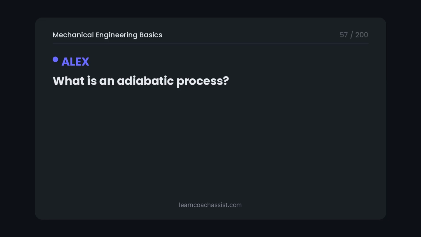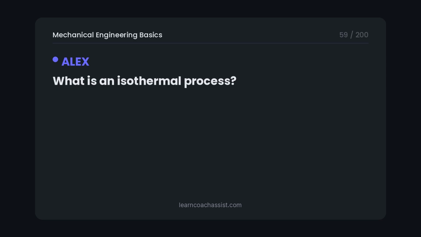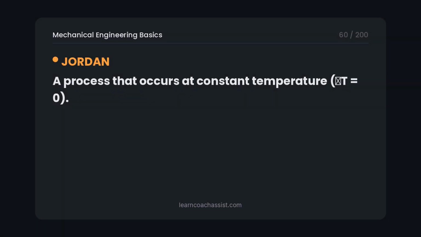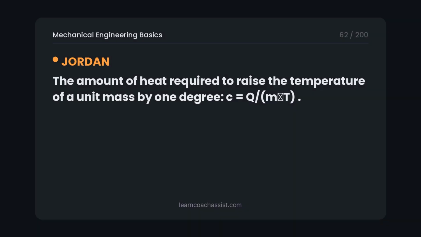What is an adiabatic process? A process in which no heat is transferred between the system and its surroundings. Q equals 0. What is an isothermal process? A process that occurs at constant temperature. Delta T equals 0. Define specific heat capacity. The amount of heat required to raise the temperature of a unit mass by 1 degree. c equals Q over m delta T.